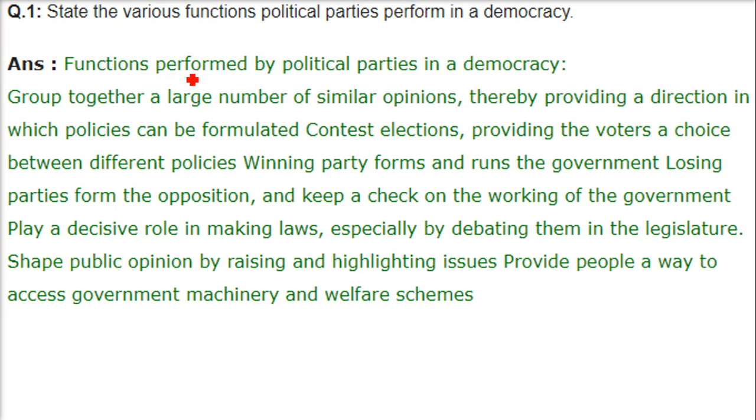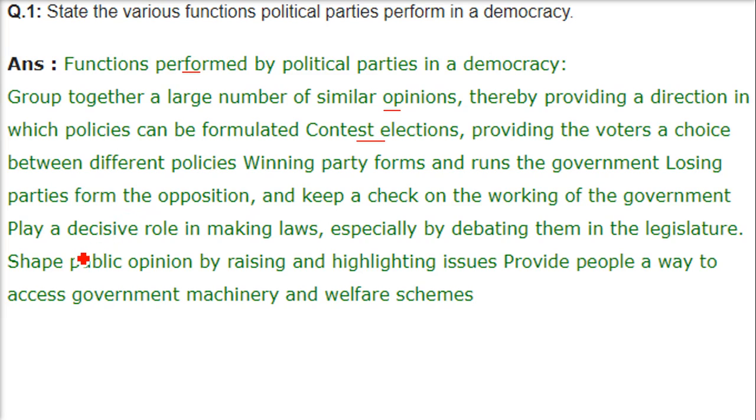The functions being performed by the political parties is they group together a large number of similar opinions, thereby they provide a direction in which policies can be formulated. They contest elections, that is providing the voters a choice between different policies, and then the winning party forms and runs the government, and the losing parties form the opposition. And the opposition parties keep a check on the working of the government.